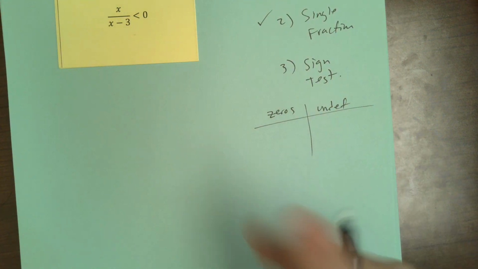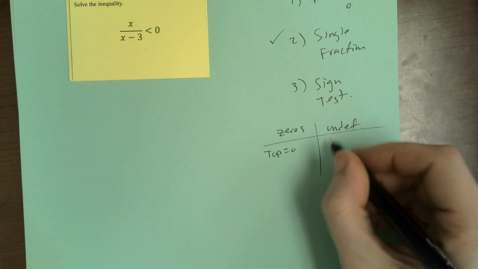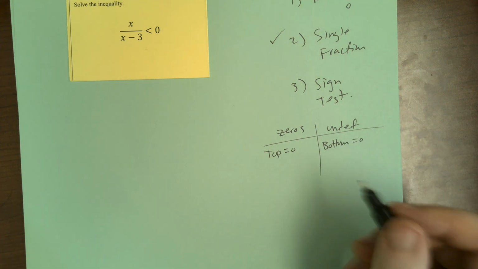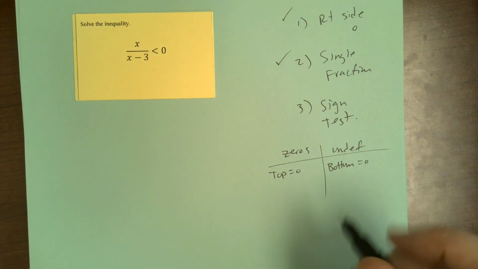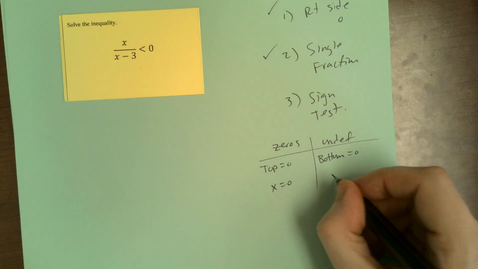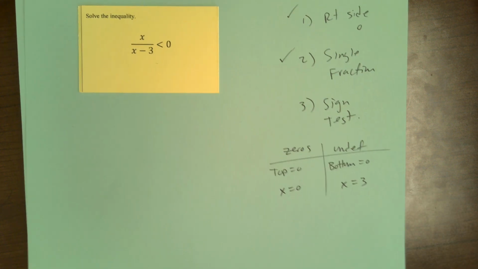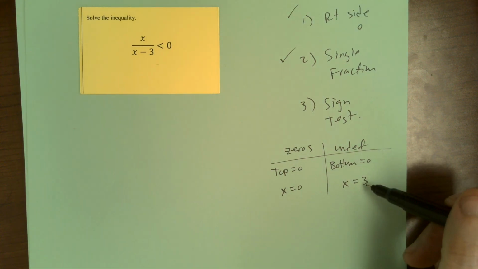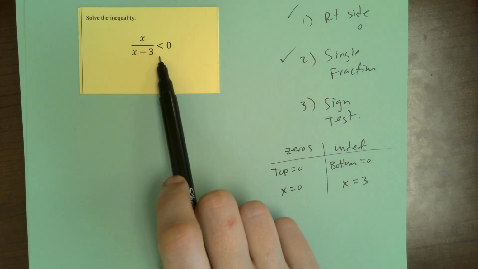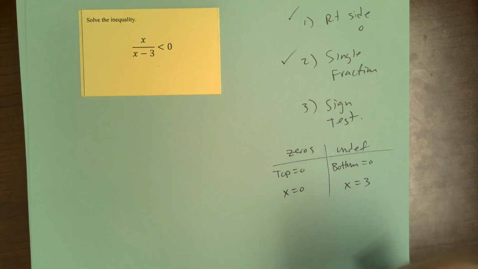Okay, so you're going to have a 0 when the top is 0. You'll have an undefined situation when the bottom is 0. Okay, so the top is 0 when x equals 0. The bottom is 0 when x equals 3. Okay, you will never include an undefined value. You will sometimes include a 0, but not in this case because this is strictly less than 0. Okay, so we are not including.